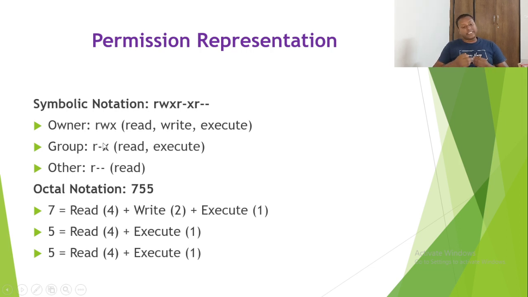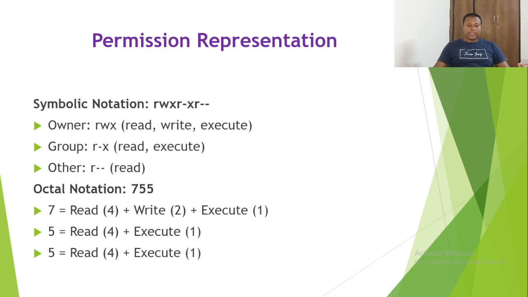If it is W here, then only it will have access. If there is nothing there, that particular permission is not available for the group. So this group has read permission and execute permission. This group doesn't have write permission, because W is not available. And for other, only R is available, but W and X are not available. That means other will have only read permission.